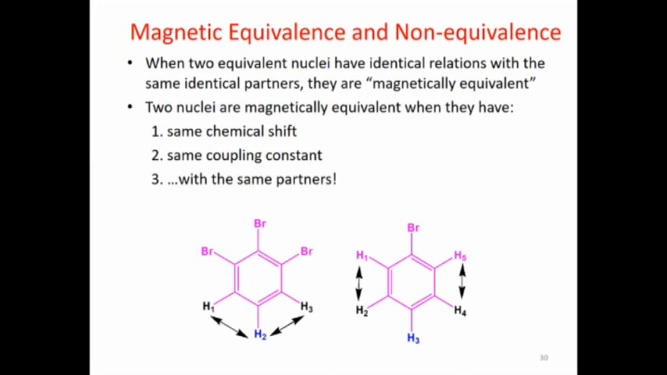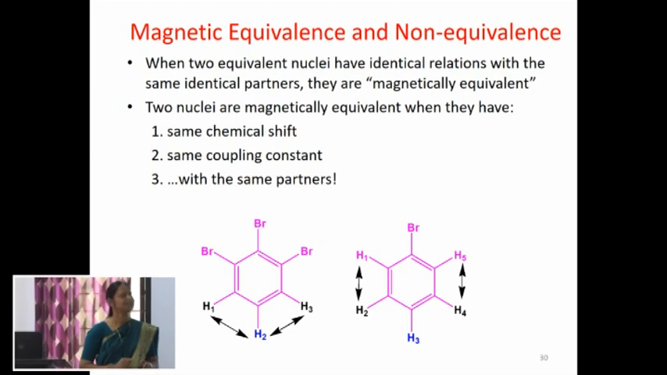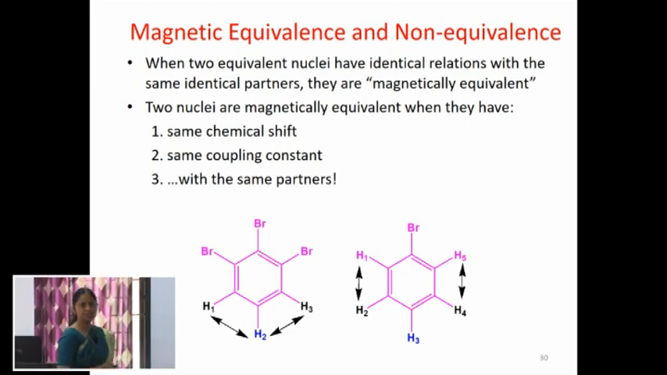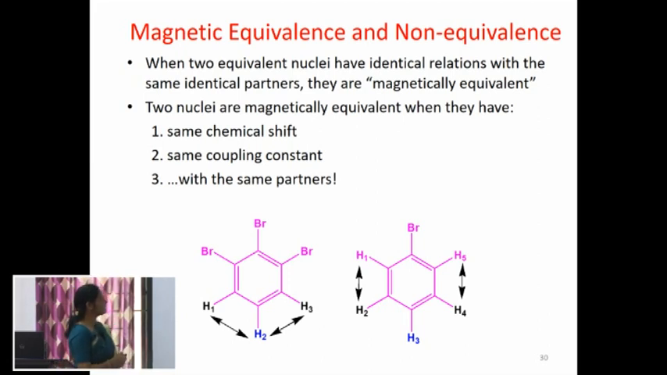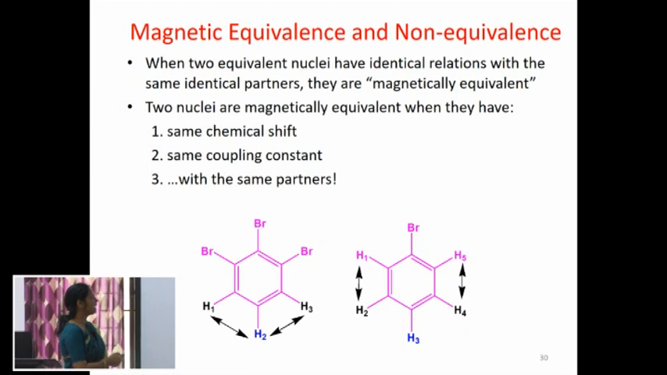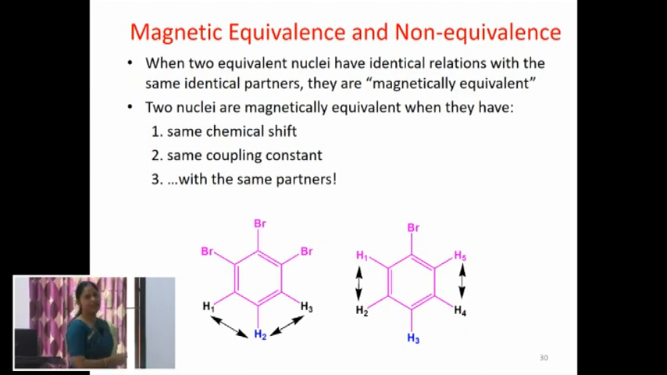So let's look at a concept that's not new: magnetic equivalence and non-equivalence. When 2 nuclei have an identical relationship with the same identical partner, they are magnetically equivalent. I will highlight again: the 2 nuclei which we call magnetically equivalent should have the same chemical shift and the same coupling constant with the same partners. Please underline: magnetically equivalent protons should have the same coupling constant with the same partner.